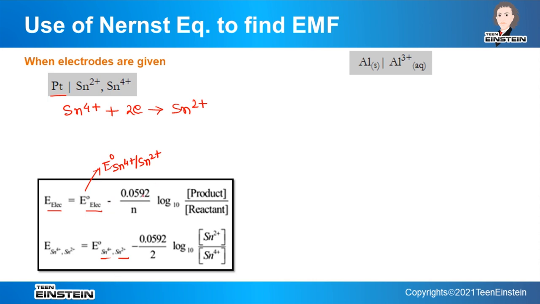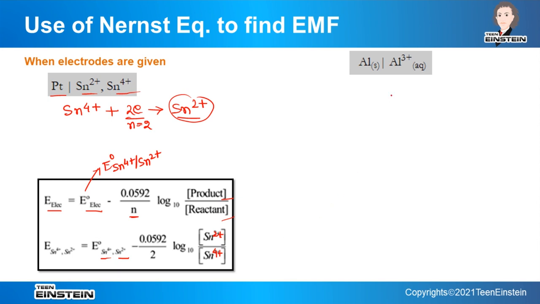Then minus 0.0592. Here the n value will be 2 because 2 electrons are involved. Then log10. In the numerator there is the product concentration, in the denominator there is the reactant concentration. So here the product is the term present on the right-hand side, that is the product side. That is why the concentration of Sn2+ is in the numerator, and the concentration of Sn4+ is in the denominator. So if the concentration values are given, then the full calculation is possible.